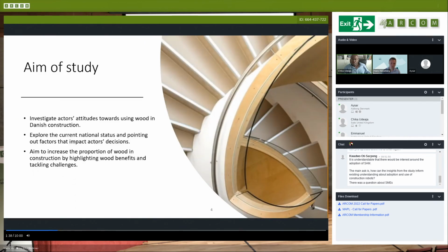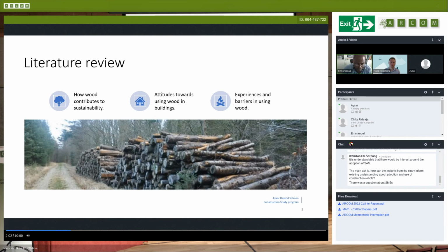This study investigates actors' attitudes towards using wood in Danish construction. It seeks to explore the current national status and point out factors that impact actors' decisions when using wood. It also aims to increase the proportion of wood in construction by highlighting wood benefits and tackling the perceived challenges. A literature review was also conducted to investigate how wood contributes to sustainability and also find the different attitudes of actors towards using wood in buildings and investigate the experiences and barriers when using wood.